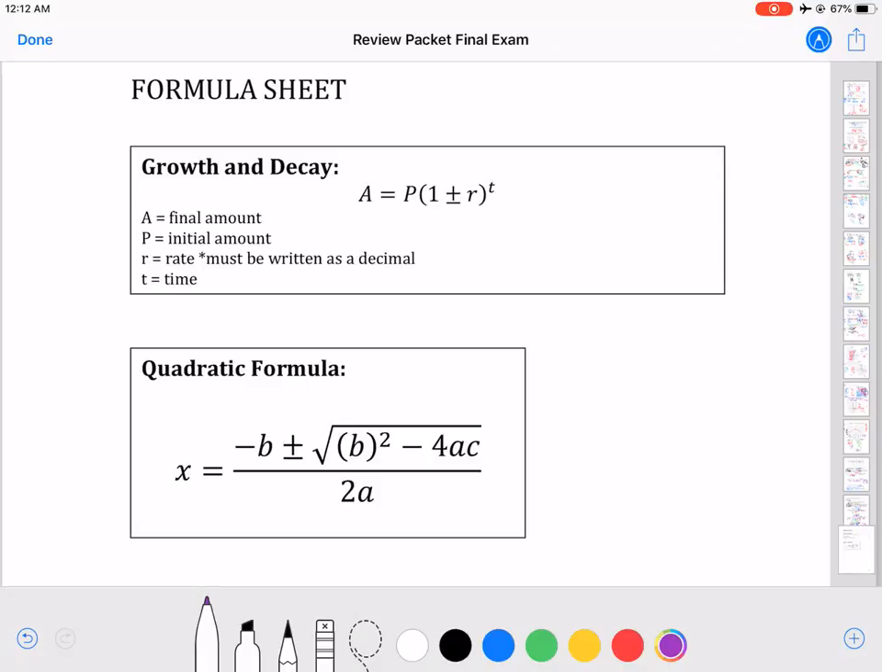And just a reminder, because I have this last page up here, these are the formulas that will be given to you the day you take your exam, so they don't need to be memorized. You just need to know when they apply and how to use them, but you don't need to waste your time memorizing them. They will be provided to you.